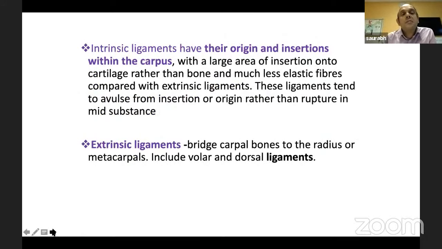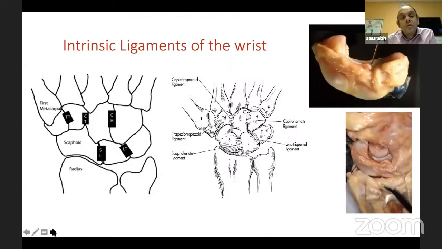Intrinsic ligaments basically originate and insert within the carpus, so from scaphoid to lunate, lunate to triquetrum, capitate to hamate. Extrinsic ligaments, on the other hand, bridge the carpal bones to the radius or metacarpals. So we have volar and dorsal extrinsic ligaments. Looking at the intrinsic ligaments, scapholunate and lunotriquetral are the ones that we normally see fixed and repaired.